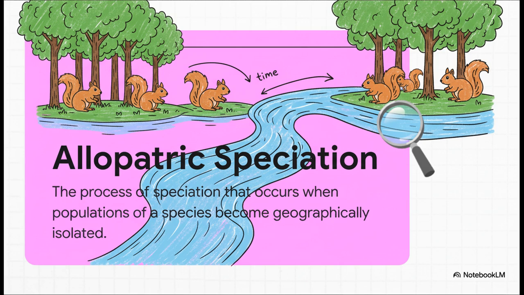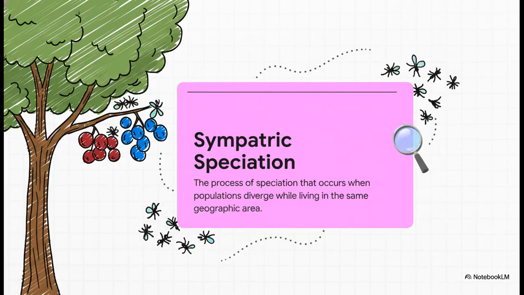Just picture a bunch of squirrels living happily in a forest. Now imagine a huge river suddenly carves its way through that forest. The squirrels on one side can't get to the other side to mate anymore. Over thousands and thousands of years, the 2 groups evolve on their own, and boom, they become 2 totally distinct species.